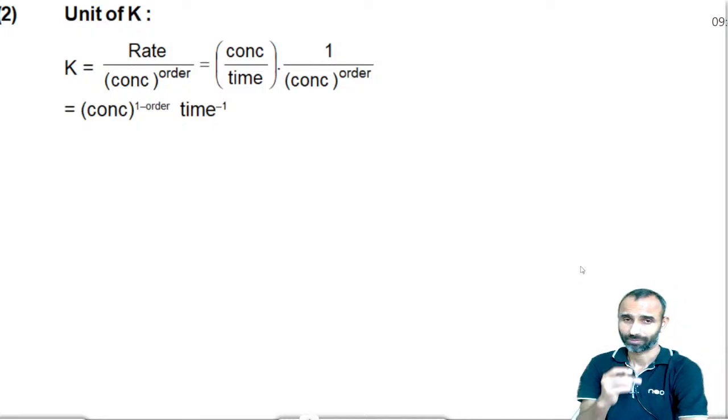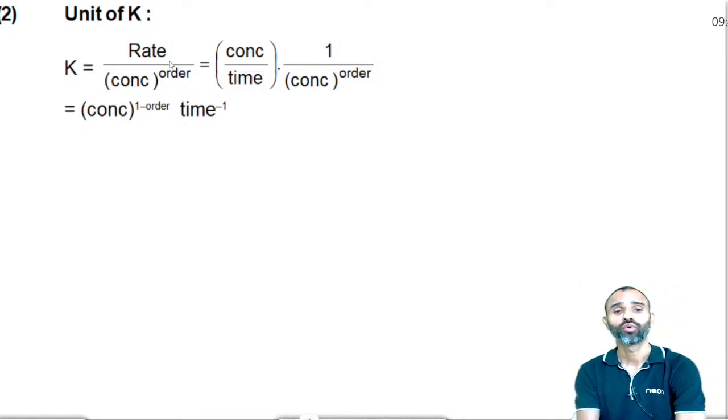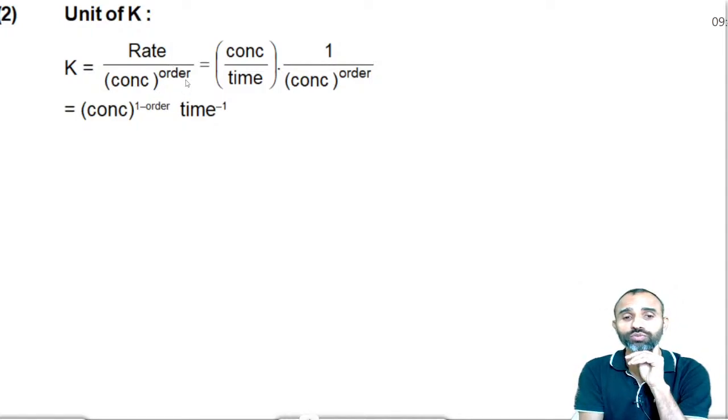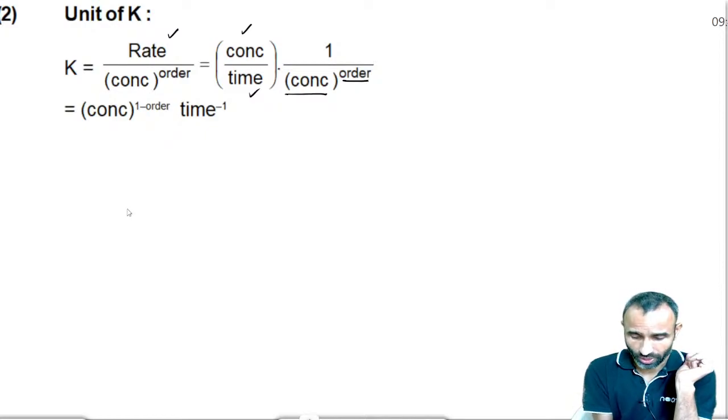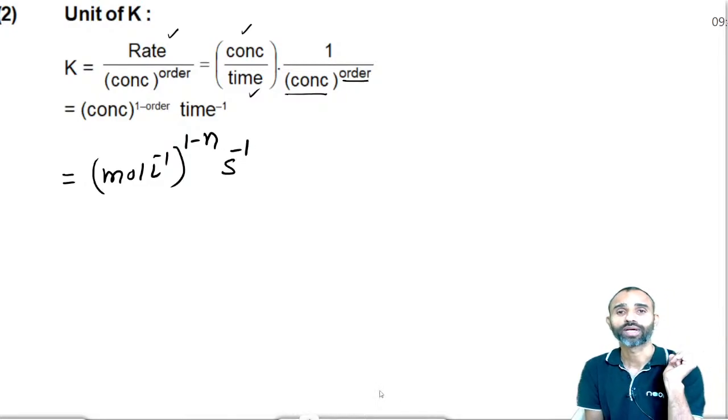The unit of K: K is equal to rate divided by concentration raised to the power order. Rate is concentration per unit time, so the unit is concentration over time, and it is divided by concentration raised to the power order. If order is taken as N and concentration as mole per liter, the unit is mole per liter raised to the power 1 minus N, and time in second, so per second.